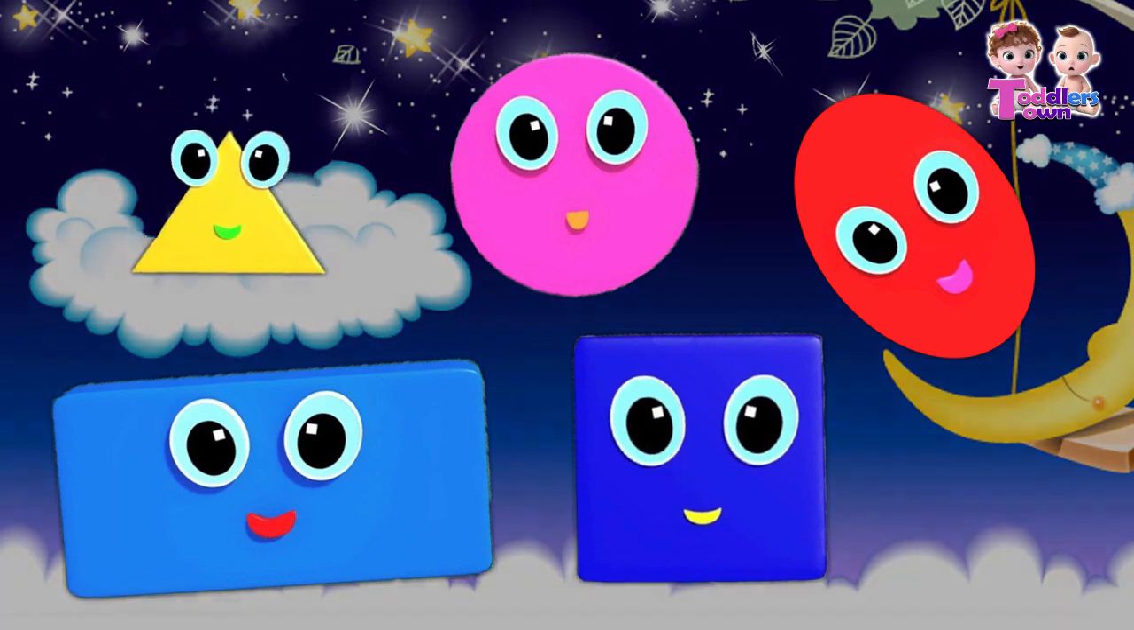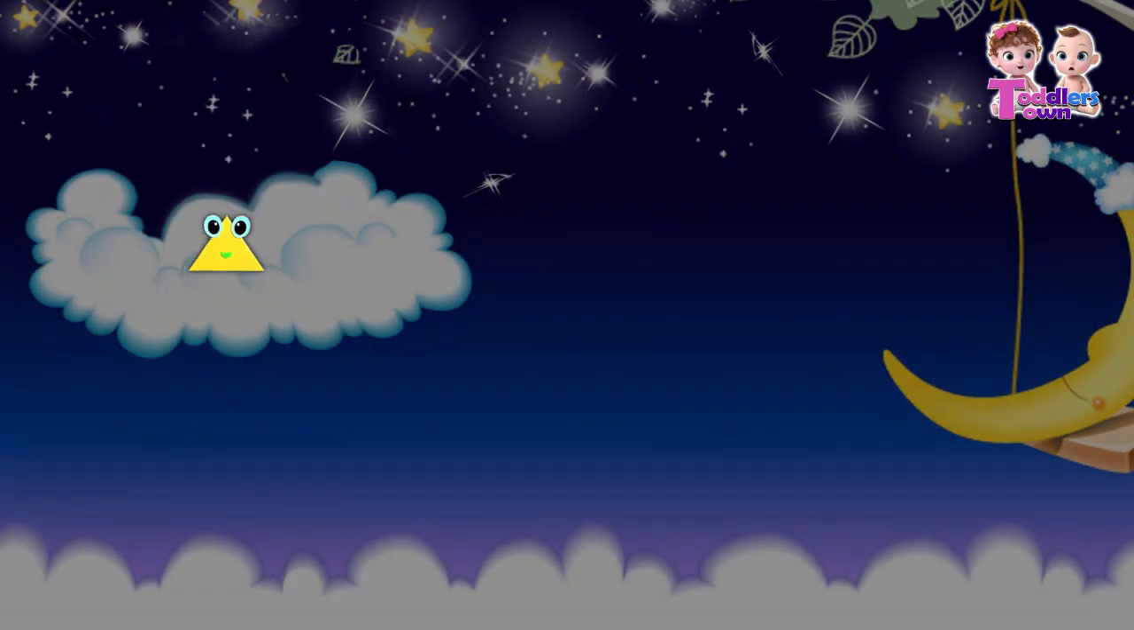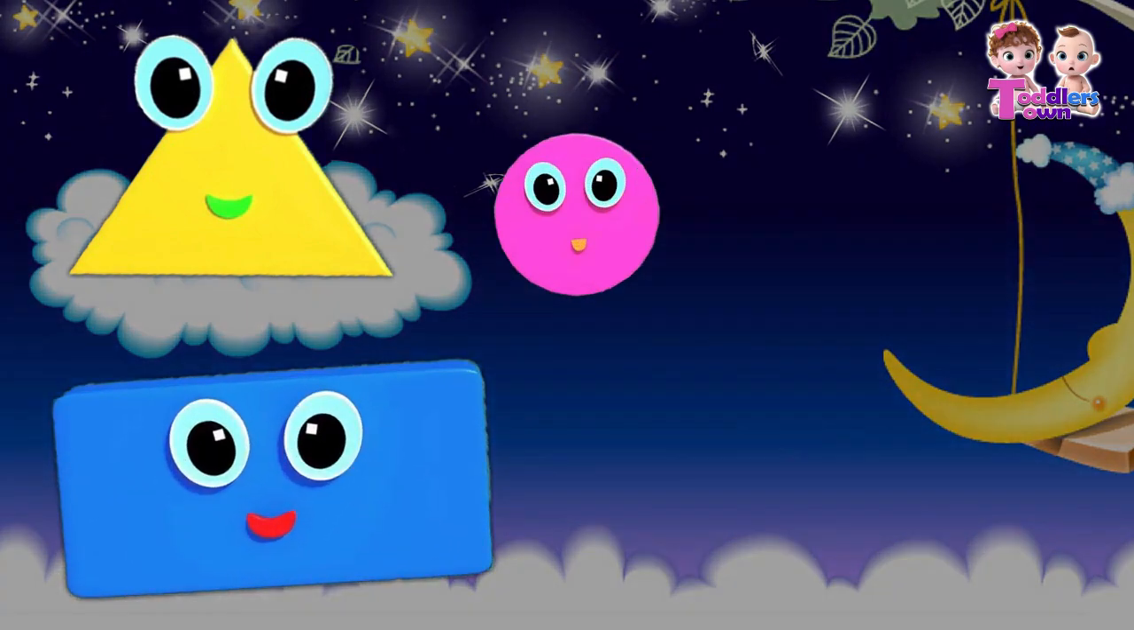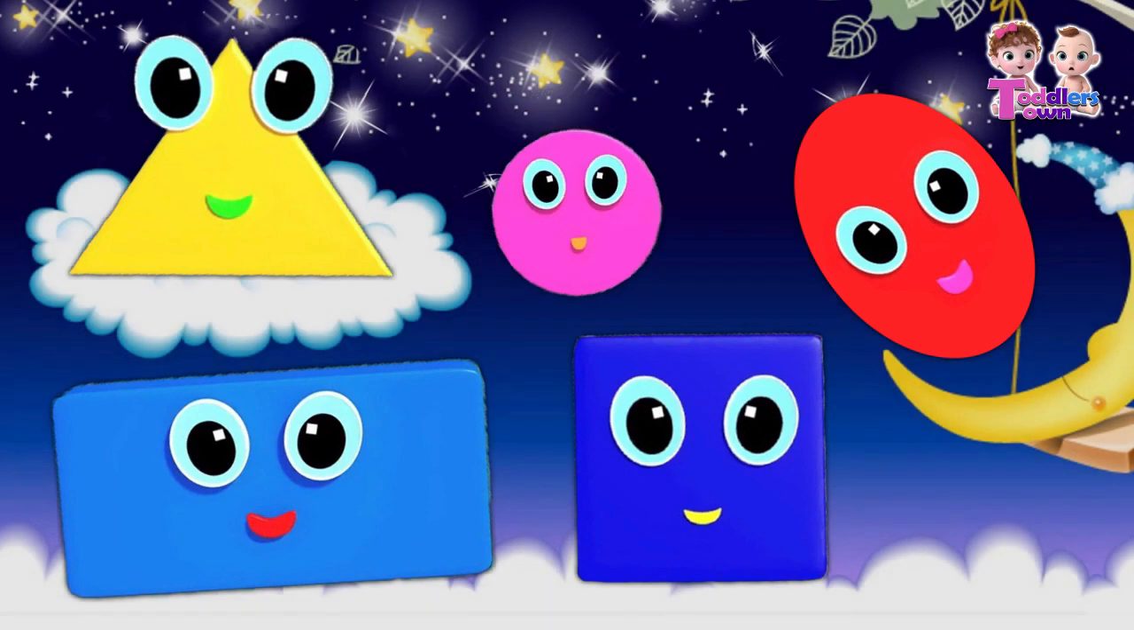We are shapes. Yes, we are shapes. Triangle, rectangle, circle, oval, square.